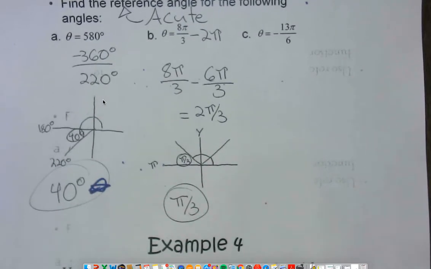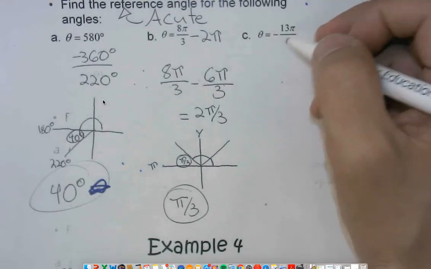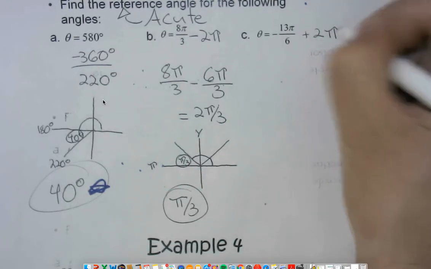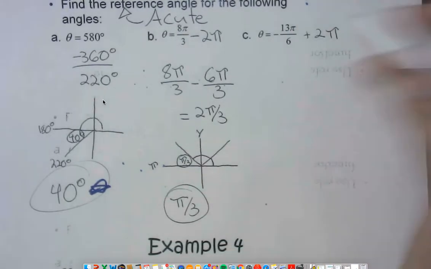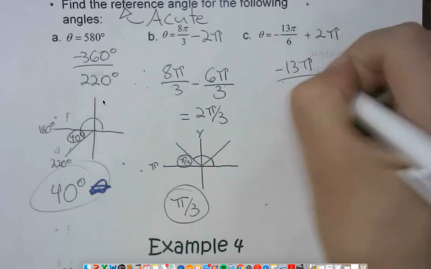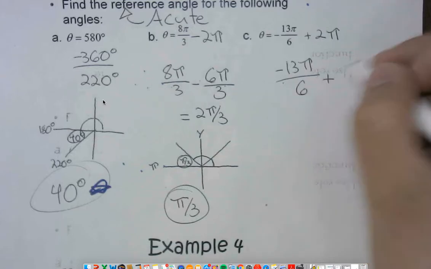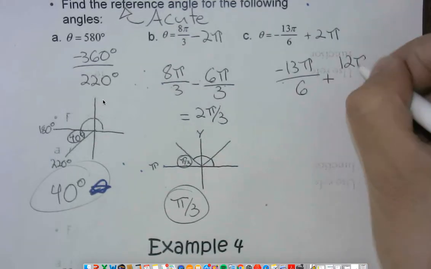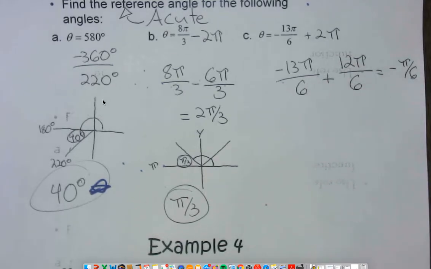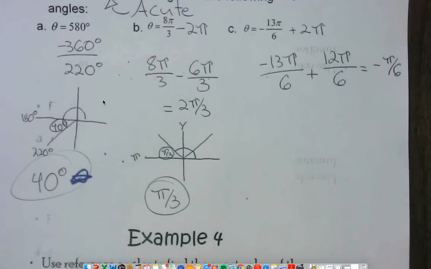Let's do the same thing with here. Now this is negative, and that's okay because we can just add back 2 pi until we get to that interval that's less than 360. So let's add back. Let's do negative 13 pi over 6. Let's add on 12 pi over 6. That gets us negative pi over 6. So not quite where we need to be, but that's okay.